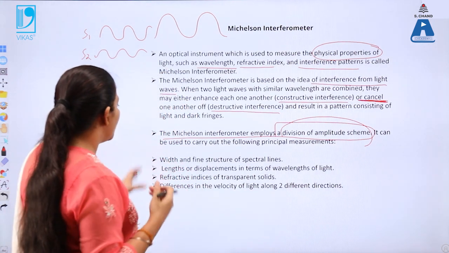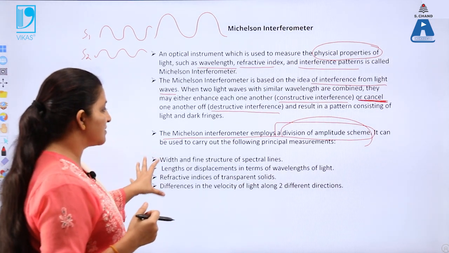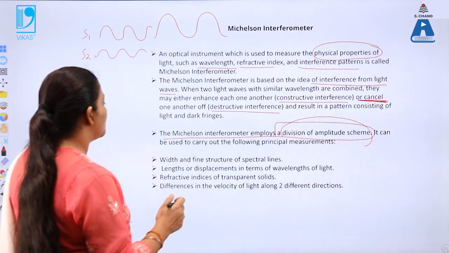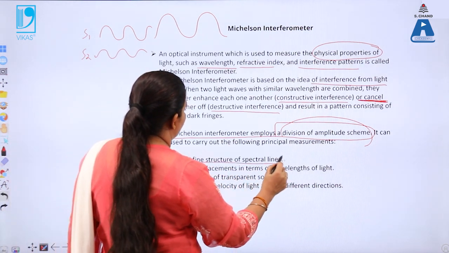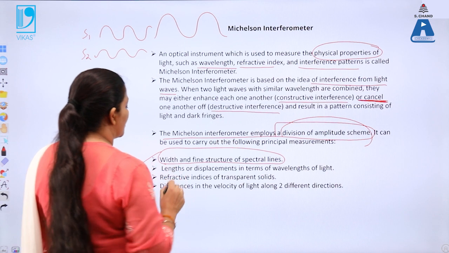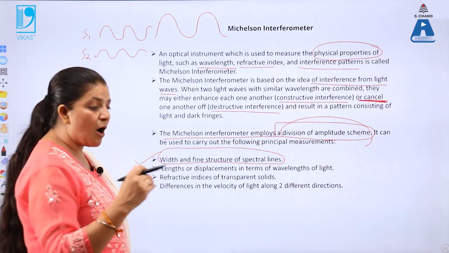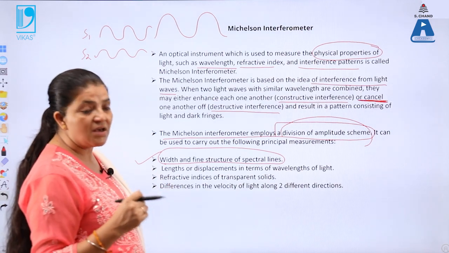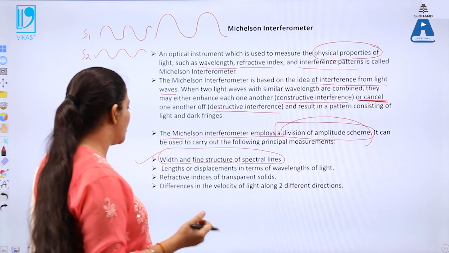Now, in order to understand the Michelson interferometer, these are the measurements which can be done. First one is the width and the fine structure of spectral lines. That means the spectral lines which are formed, their width and their fine structure, how the maxima and minima are arranged with each other, can be calculated here.